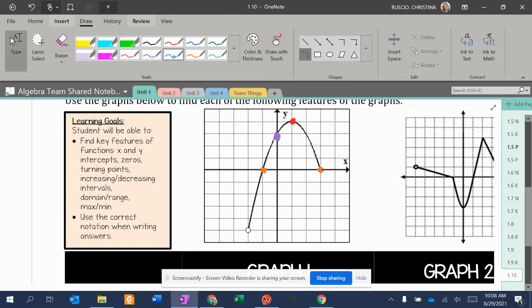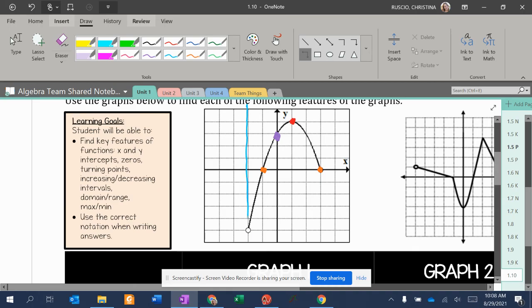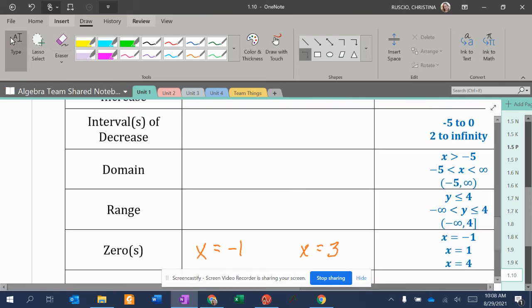So the domain, let's do what we've been doing. Farthest left to farthest right. So it's -2 to 3, open, close. So let's be careful with our brackets. Open, closed, equals, close brackets doesn't equal open brackets. We can also write this as inequality notation as well.